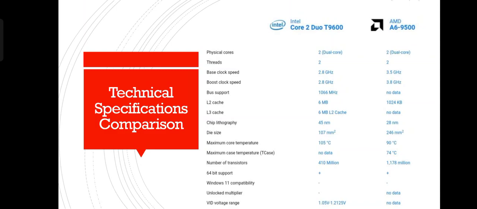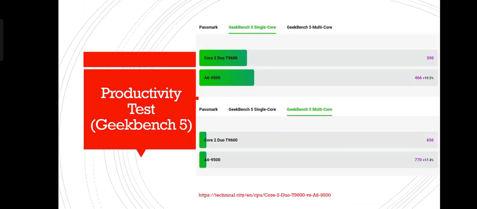So this is the side-by-side comparison of the technical specifications. They have the same threads and same physical cores, though the AMD has a higher base clock speed and boost clock speed. Also, AMD has a higher frequency. So that is the comparison of the two processors.